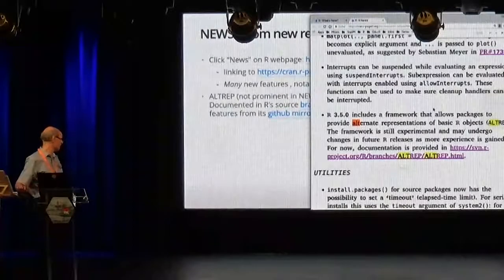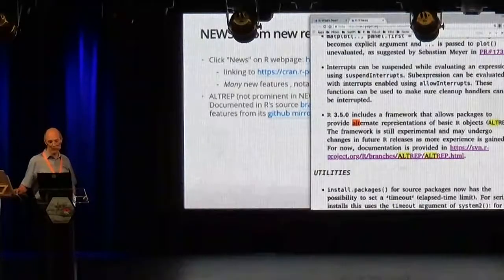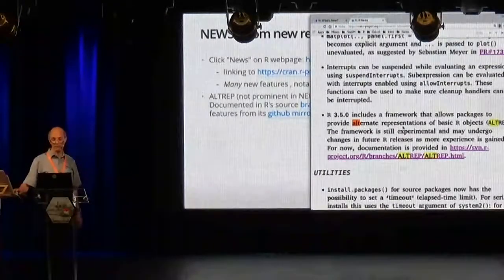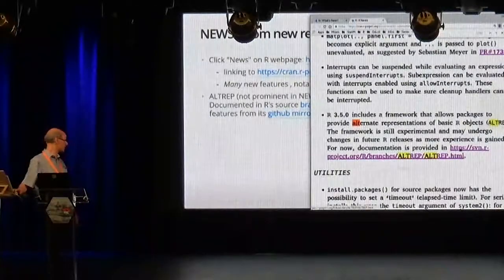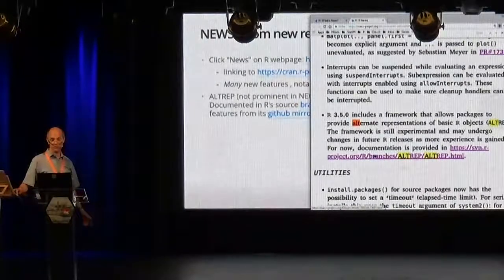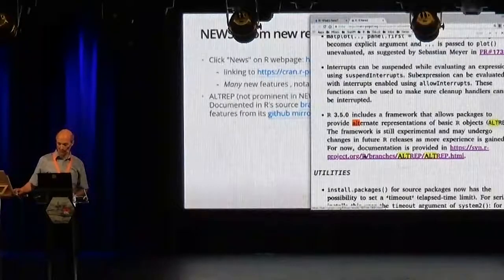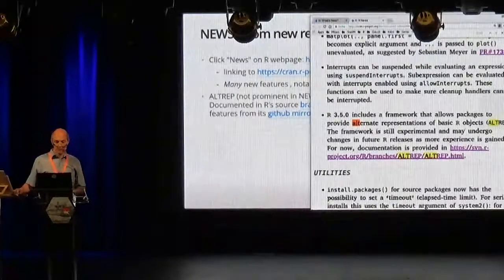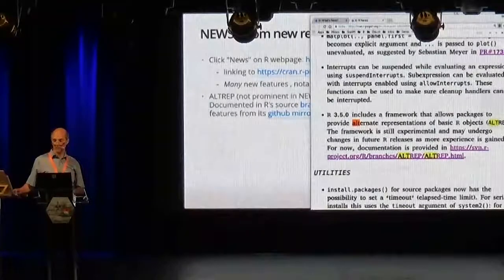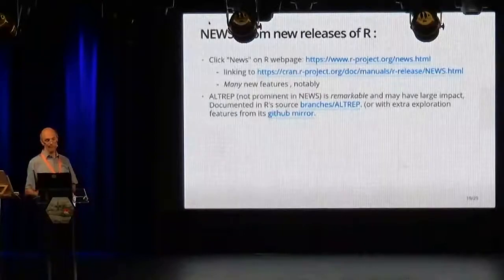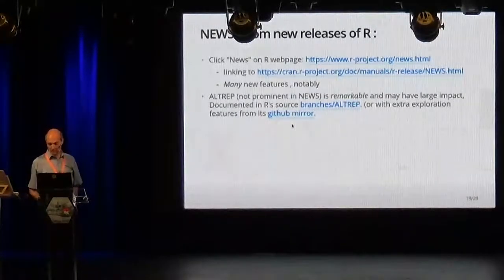And then the big thing here, at the bottom of the new things, is that now we have a framework that allows packages to provide alternative representation of basic R objects. The only documentation is in this document, which is actually part of the R source code. If you see here, svn.r-project.org is the server of the R sources. Okay, so that's the point, which I have a quick summary on the main page here with the same links.